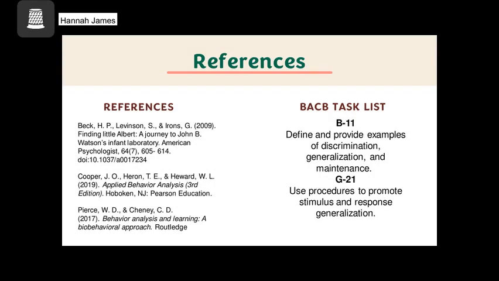On this slide, you will see my references that I used for this presentation, but also the BACB task list in relation to this topic. So for B11, it's define and provide examples of discrimination, generalization, and maintenance. And then the implementation of this topic is using procedures to promote stimulus and response generalization, which is G21.